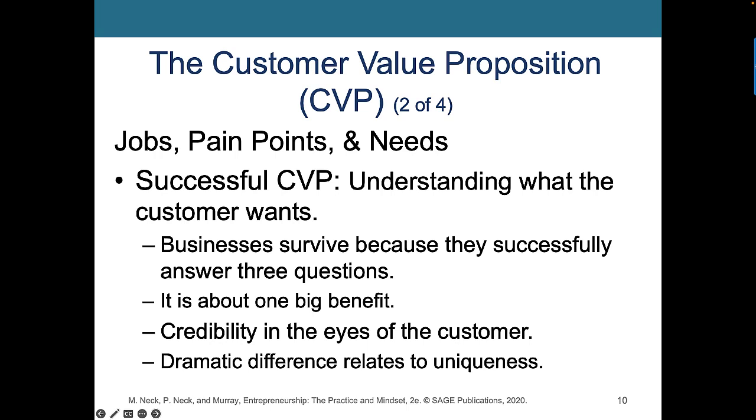All right, businesses survive because they successfully answer these three questions. It's about the big benefit, credibility in the eyes of the customers, and of course, uniqueness. So, in order to have a successful customer value proposition, you need to have: what's the benefit? What's the huge benefit of purchasing from your business? The credibility, how are you credible, and of course, uniqueness.